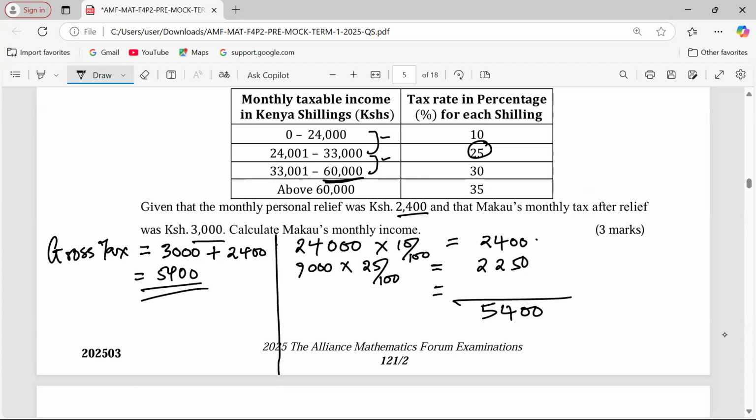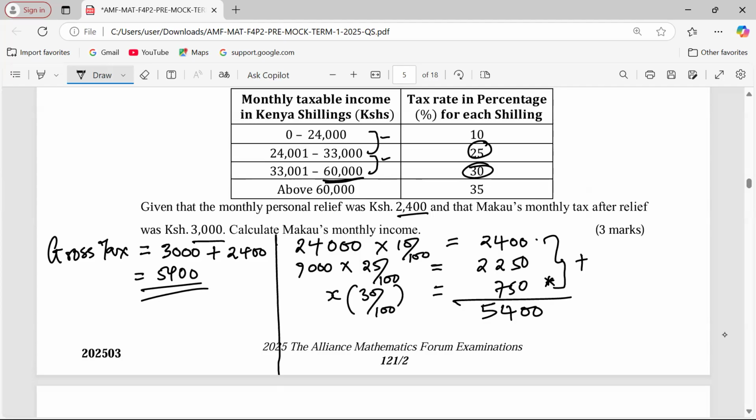5400. So we are supposed to know that the amount remaining in that bracket is when we take 5400 and we subtract from the first bracket 2400 and 2250, and this is 750. So what remains is only 750 as tax, so that when we add everything here, we shall get 5400. So now there is a known amount which will be taxed at the rate of 30%, and this will give us 750.